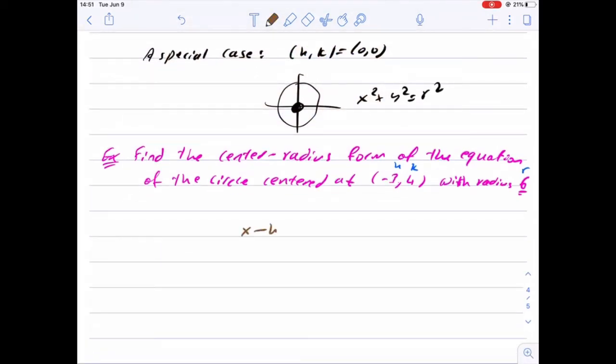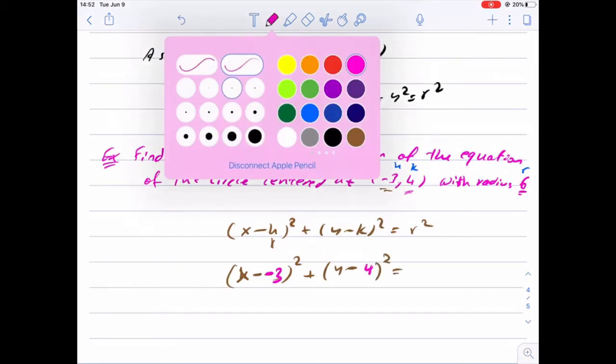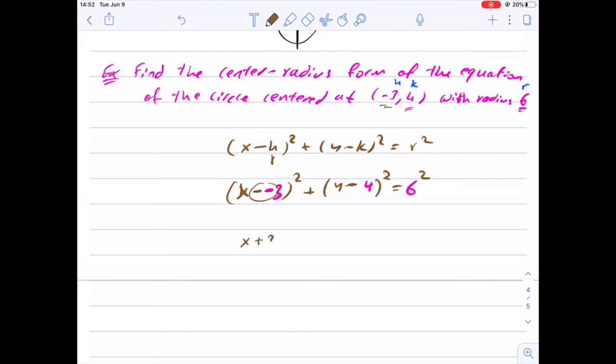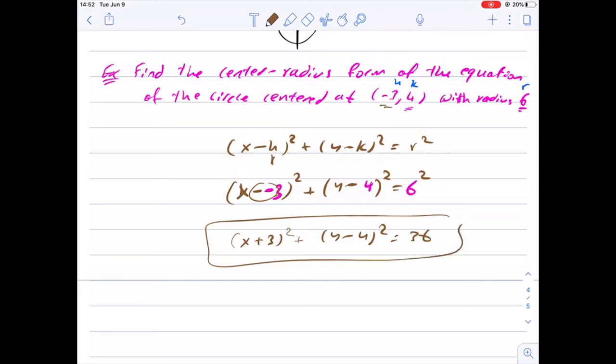The equation is x minus h squared plus y minus k squared equals r squared. Now h is -3, so we have x minus -3 squared plus y minus, what is k? k is 4, squared equals r squared. r is 6 squared. Now negative minus negative is positive. x plus 3 squared plus y minus 4 squared equals 36. This is the equation of the circle in center-radius form.